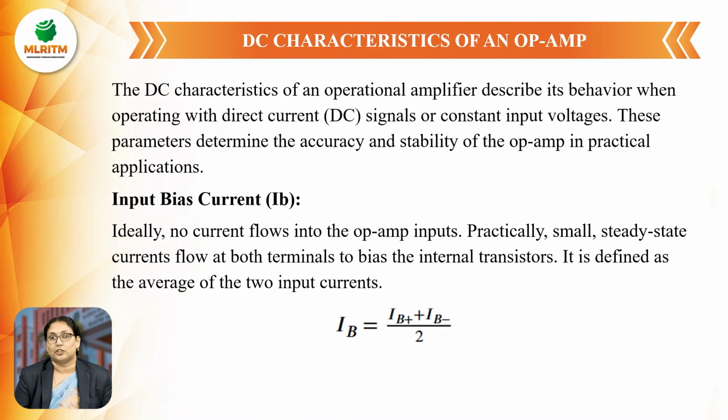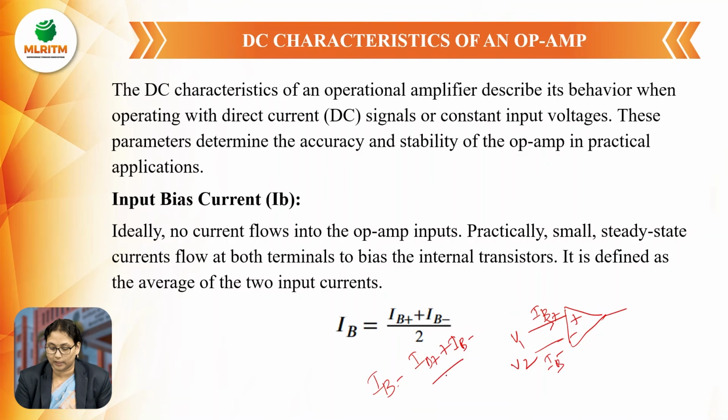Input bias current. We have already discussed base currents. So let us consider V1 and V2. Here at V1, the entering current will be IB1, or IB plus, and for V2 the entering current will be IB minus. So the input bias current is given by IB is equal to (IB plus + IB minus) by 2.